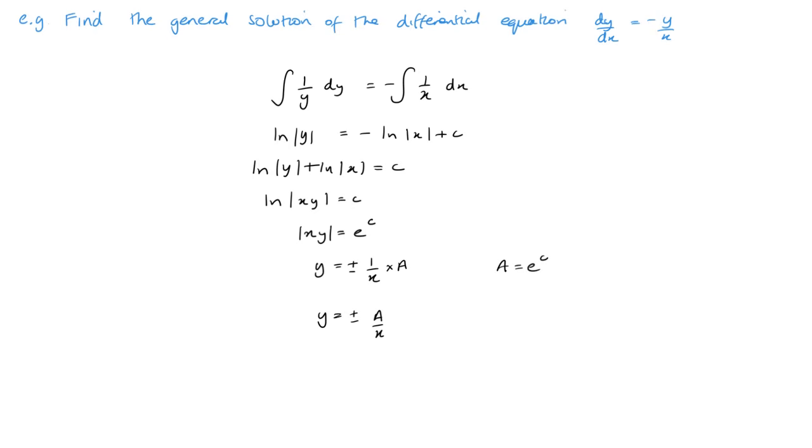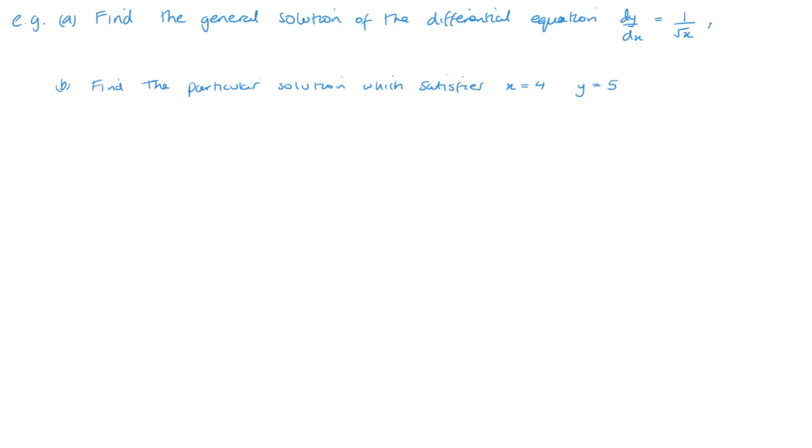Now let's look at the final example. So this example's in two parts. Part A is find the general solution. So let's do that first. So dy on the left, and we've got 1 over, and I'm going to change the root x to x to the power of half, dx on the right.